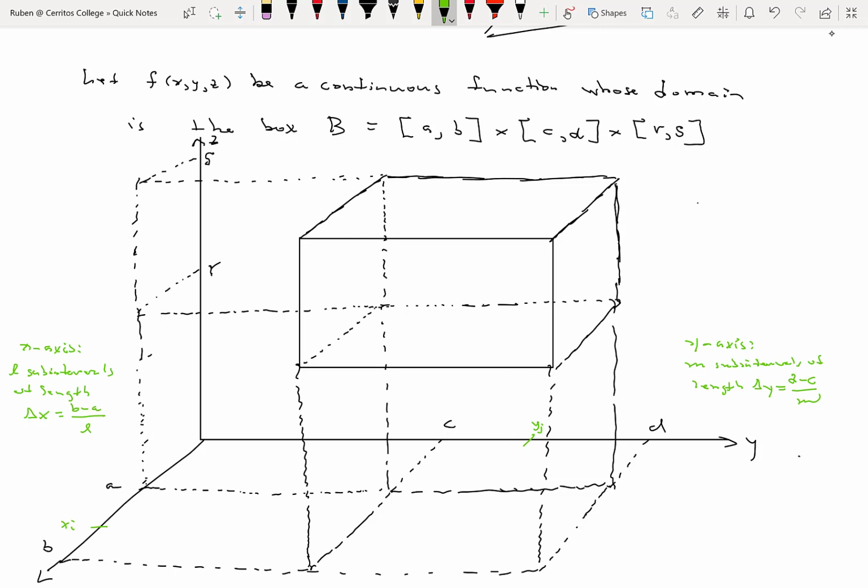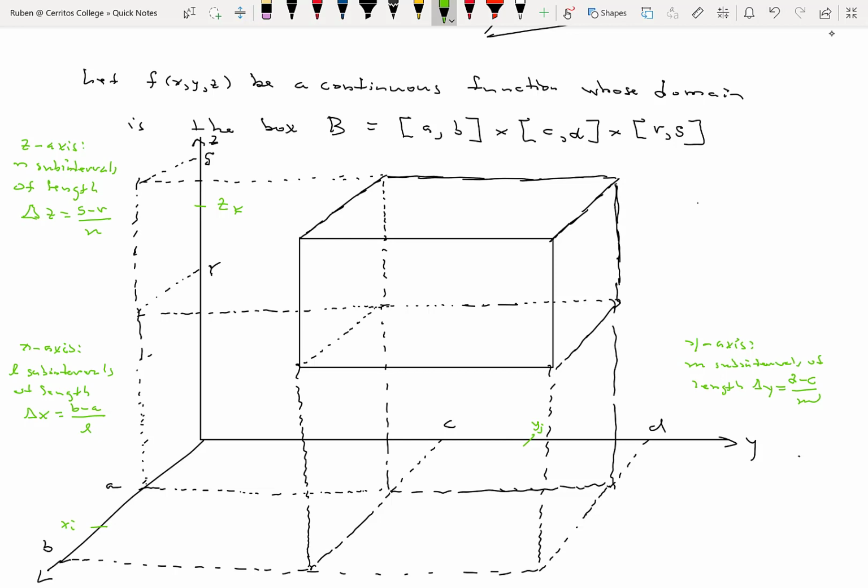And finally, along the z-axis, we'll divide it up into n subintervals, n as in Nancy, of length delta z equals s minus r over n. And here's a typical z sub k as one of the endpoints of those n subintervals, okay?